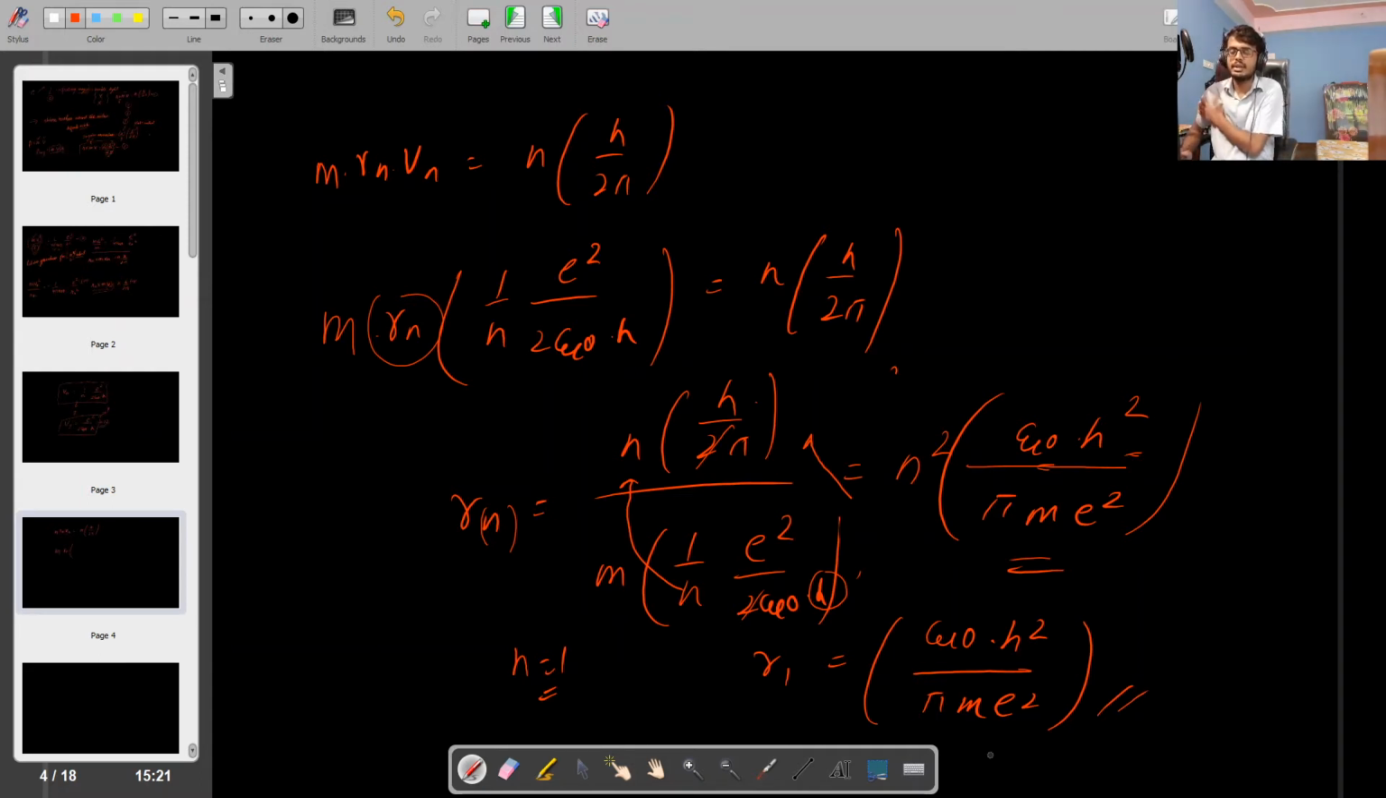For every atom you can find the value of the radius of the first electron orbit or second electron orbit. You just put the value of n. Instead of n, you just put 2, so 2 square will be 4. So this thing will be multiplied by 4. Okay, is this clear?